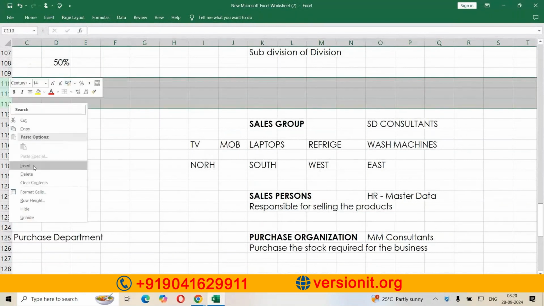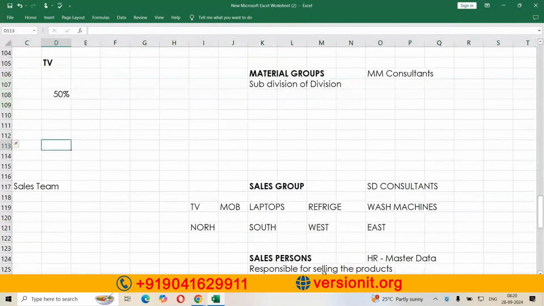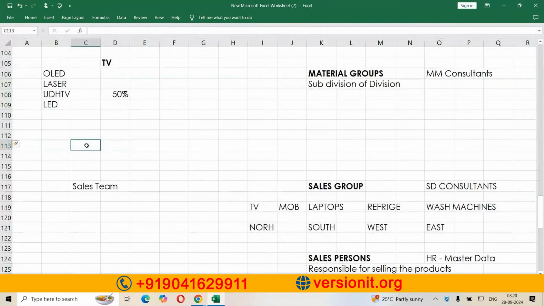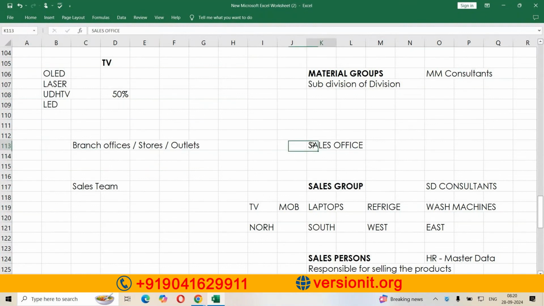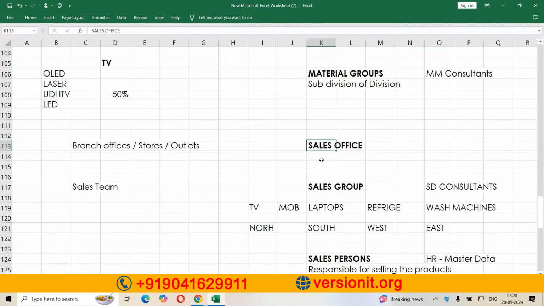Now we have branch offices. So companies, branch offices, company stores, outlets where they sell the products. That we map as sales office. That's the terminology used. Company stores, outlets, branch offices, we name it as sales office, which is nothing but a point of contact between the customer and the company.